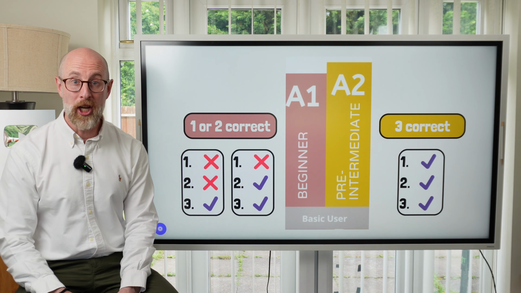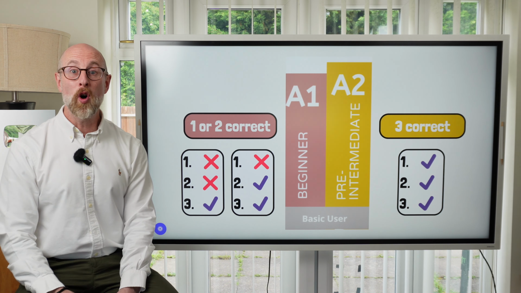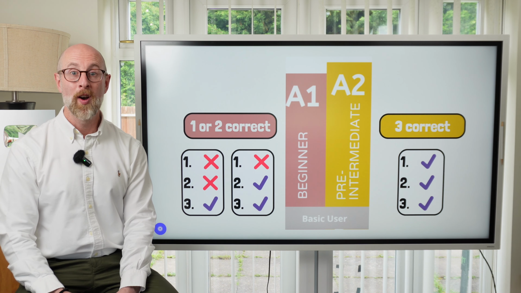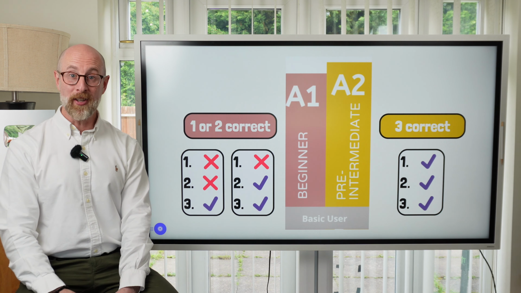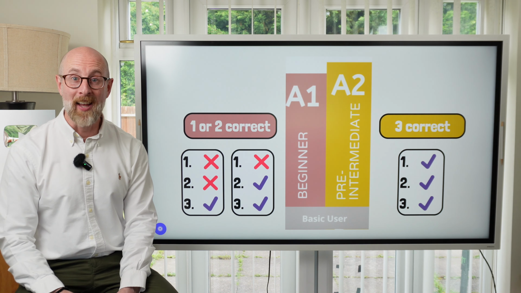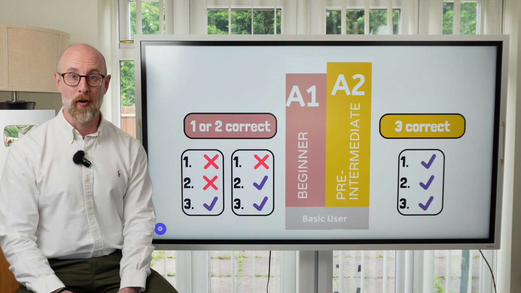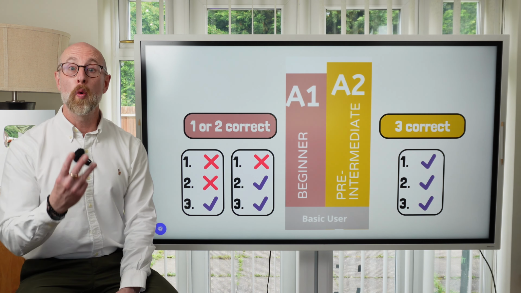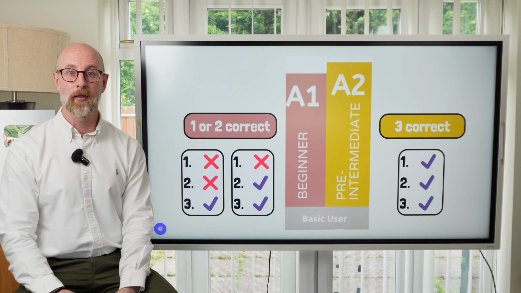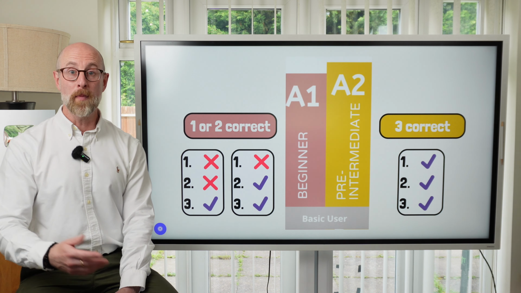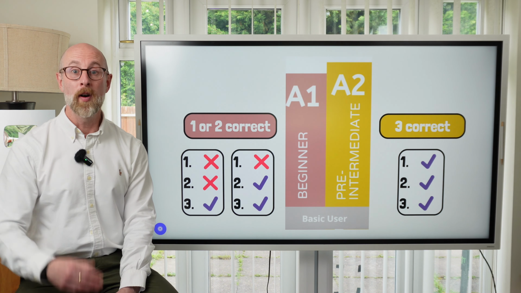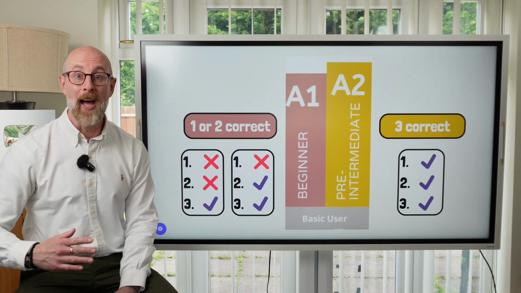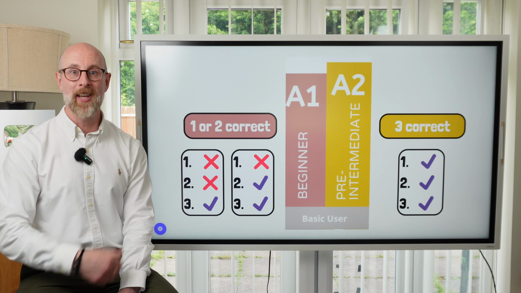Okay, time to check. Now, if you got one answer correct or two answers correct and you had one mistake, your grammatical accuracy is at A1 level. If you got all 3 questions correct, well done. Your grammatical accuracy is at A2 level at a minimum. You can go further with my test.